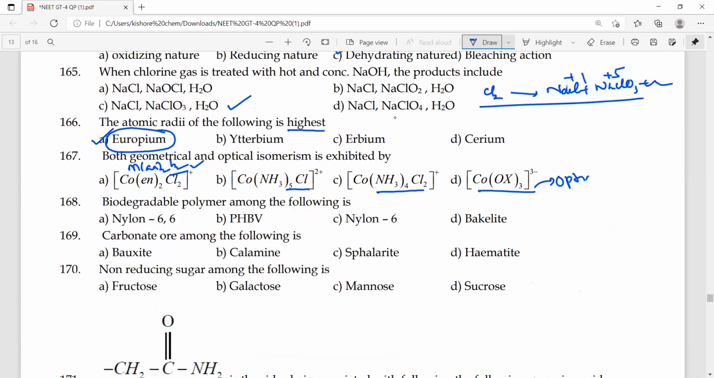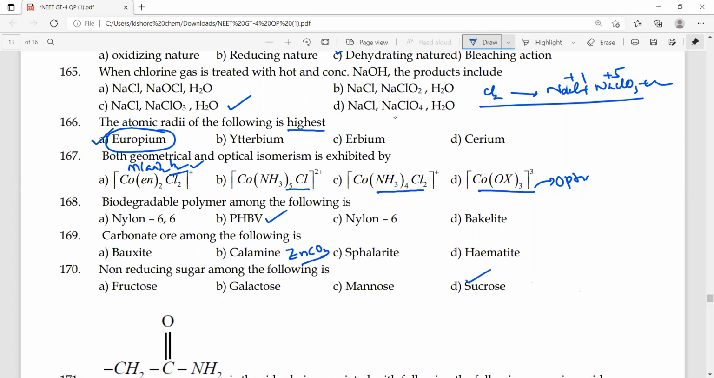Which one is a biodegradable polymer? PHBV, poly beta hydroxybutyrate co beta hydroxyvalerate is a biodegradable polymer. Question number 169. In this carbonate, you know this one very simple. The carbonate is calamine. The calamine is nothing but zinc carbonate.